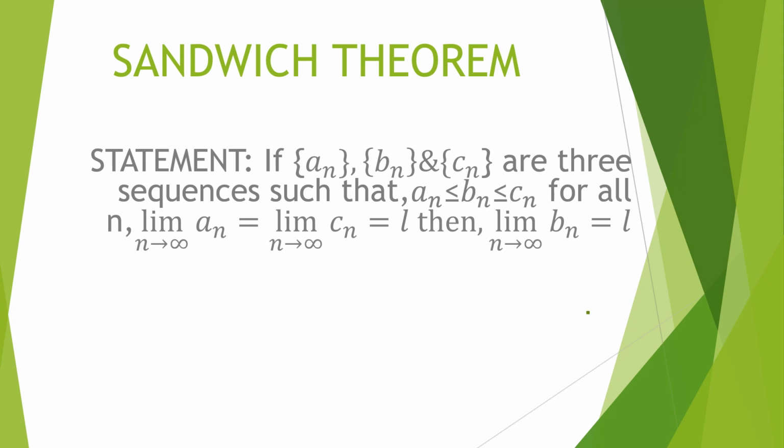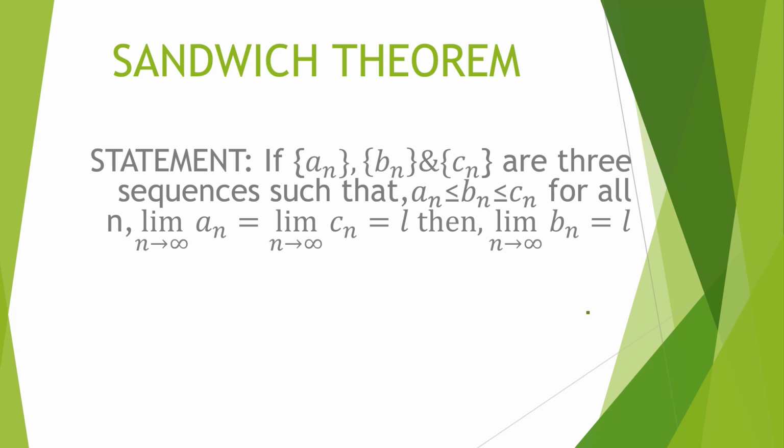Here AN represents all the terms of the sequence AN, BN represents all the terms of the sequence BN, and CN represents all the terms of the sequence CN. The limit of AN and the limit of CN are the same, which equals L, and we have to prove that the limit of BN is also equal to L. Here BN is trapped between AN and CN.